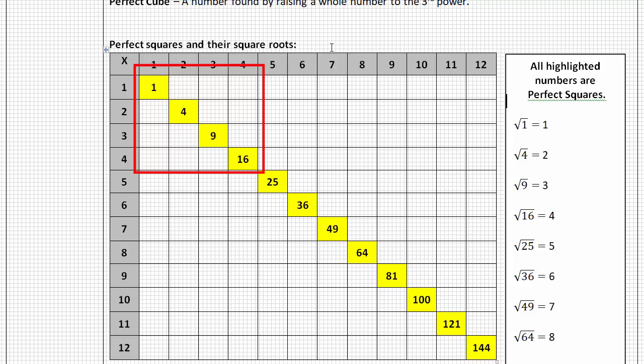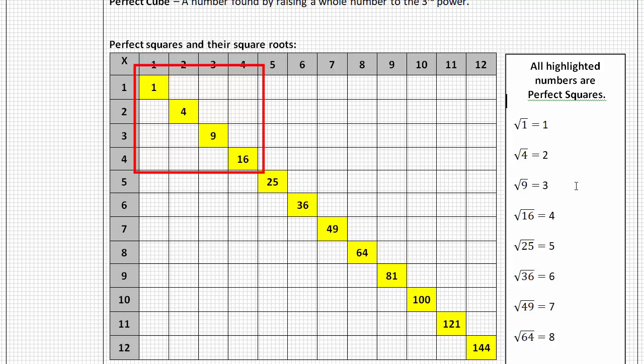So it should look something like this. The square root of 1 is 1, the square root of 4 is 2, the square root of 9 is 3, the square root of 16 is 4, the square root of 25 is 5, the square root of 36 is 6, the square root of 49 is 7, and lastly, the square root of 64 is 8. I could have also asked questions like, what is the square root of 121? And the answer would be 11.